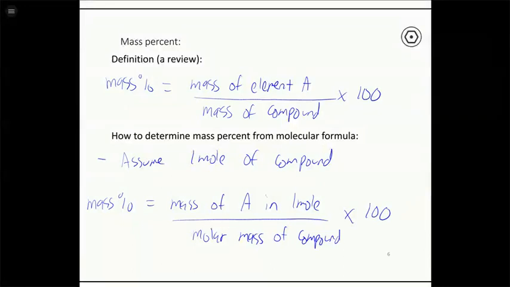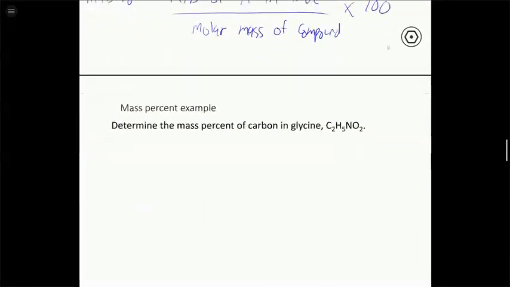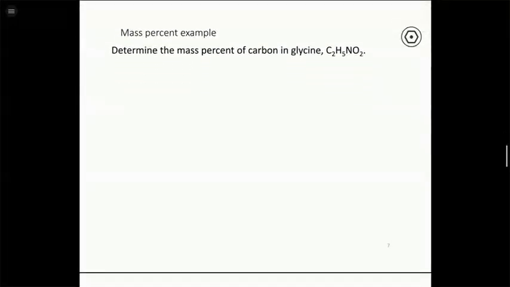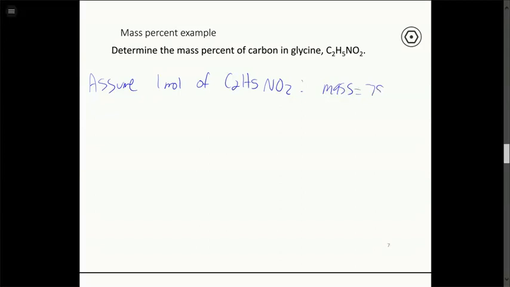All right, so as an example of this, let's look at, again, going back to glycine, the one we did at the beginning where we calculated the molar mass. What's the mass percent of carbon in this compound? All right, so as I said before, if we want to use the chemical formula to determine mass percent, we assume that we have 1 mole of compound. And the mass of 1 mole, of course, that we calculated in one of the first slides here, was 75.07.